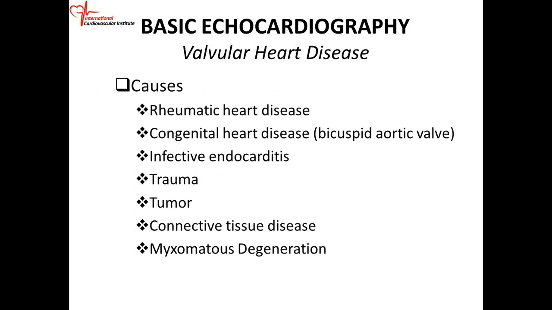So under valvular heart disease, you have congenital heart disease, and congenital valvular problems. One of the most common congenital valvular problems is a bicuspid aortic valve. Remember, in our teaching, we talk about a tricuspid aortic valve. That's the normal aortic valve.